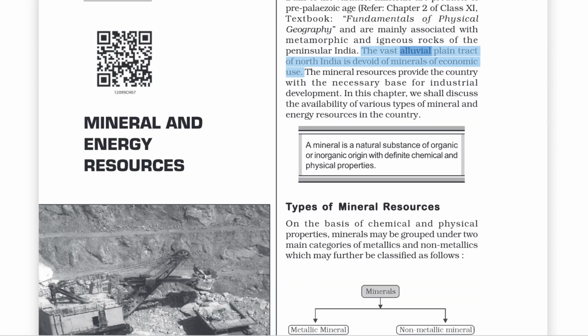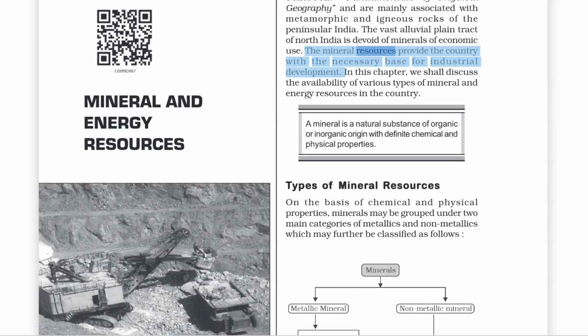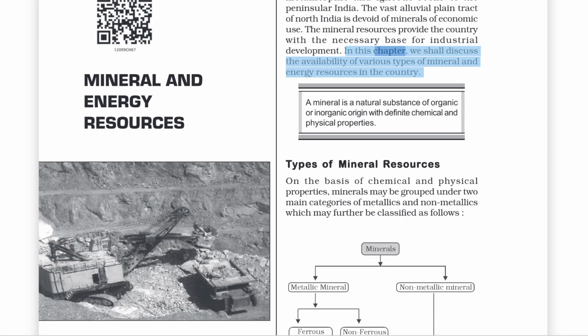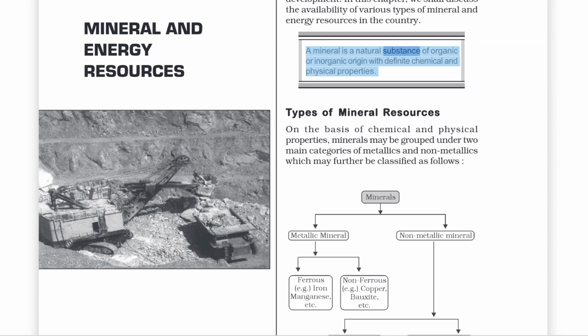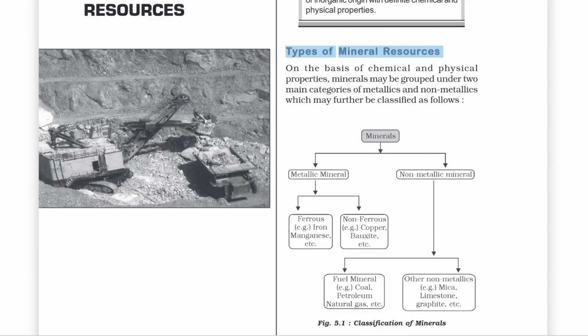The vast alluvial plain tract of North India is devoid of minerals of economic use. The mineral resources provide the country with the necessary base for industrial development. In this chapter, we shall discuss the availability of various types of mineral and energy resources in the country. A mineral is a natural substance of organic or inorganic origin with definite chemical and physical properties.